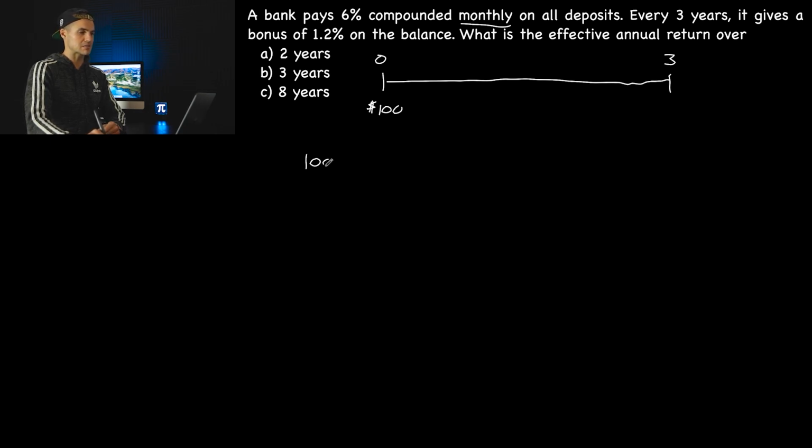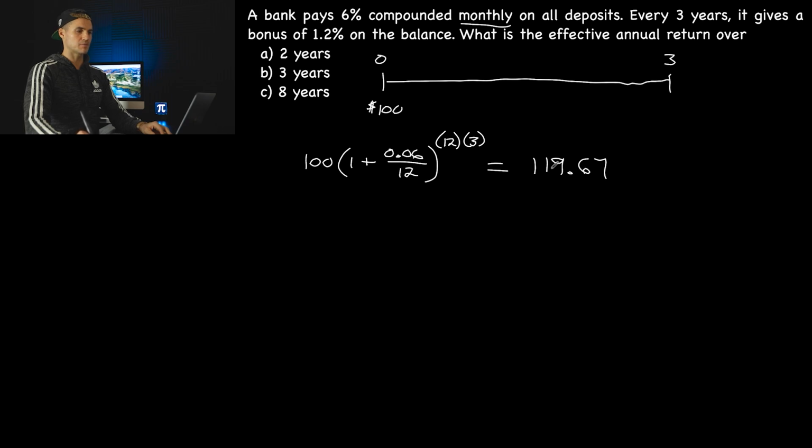So that would be basically 100. And then we're going to take the 6% divided by 12. And then we're going to have 12, but in this case, it's going to be times 3 for 3 years. Right, so that's going to give us a certain amount here. And when you do it, you end up getting $119.67. However, remember, that's only with the 6%.